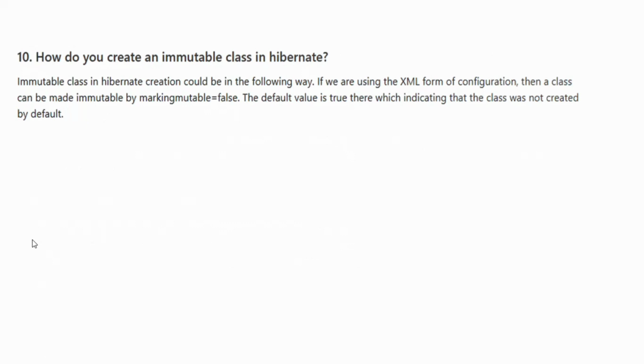Final one, how do you create an immutable class in Hibernate? An immutable class in Hibernate should be created in the following way. If you are using XML configuration, the class can be made immutable by marking mutable equal to false. The default value is true, which indicates that the class can be mutated by default.